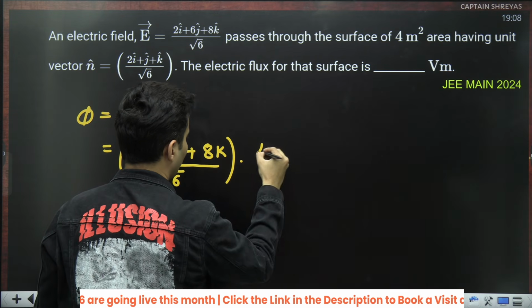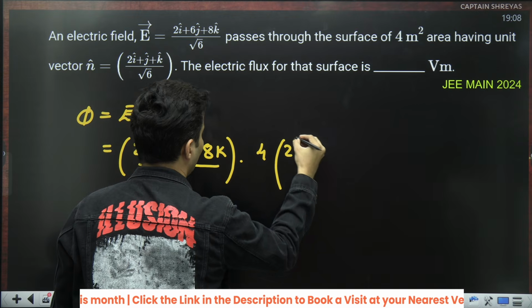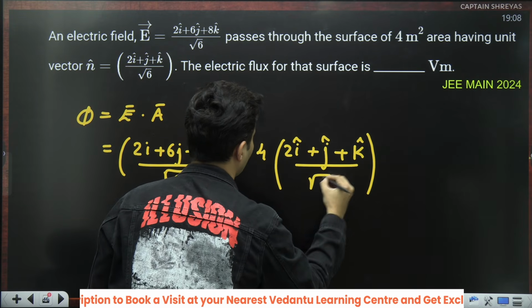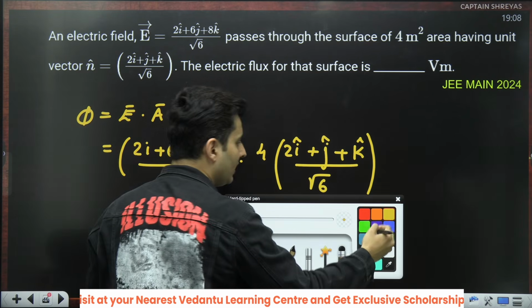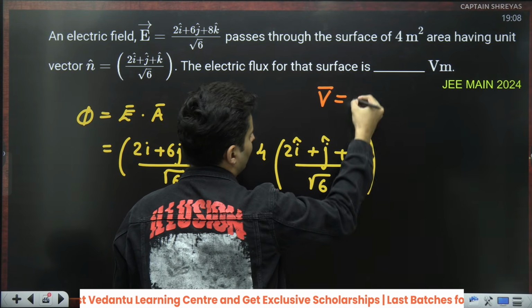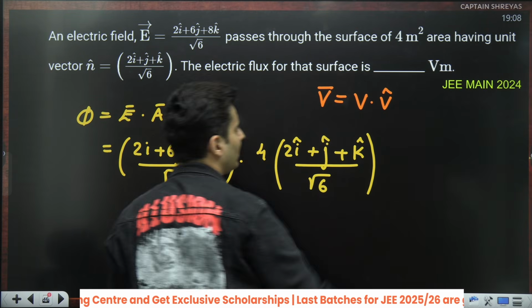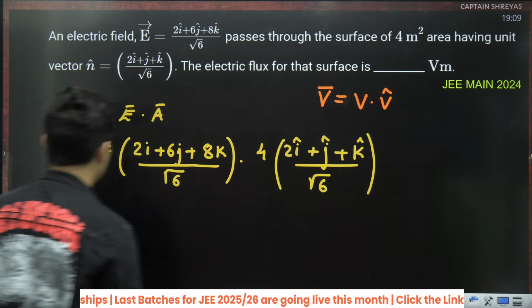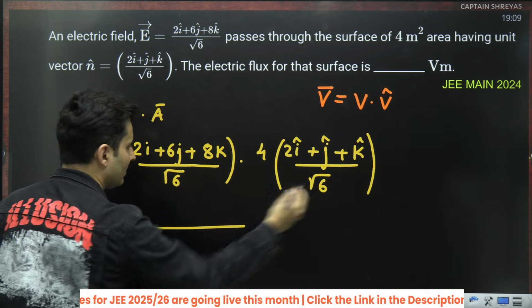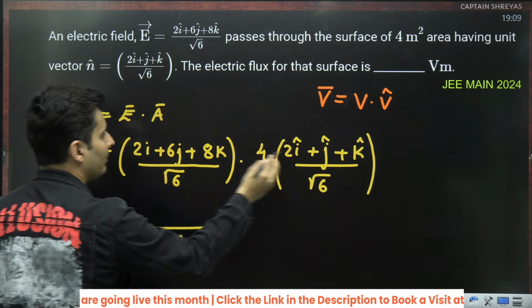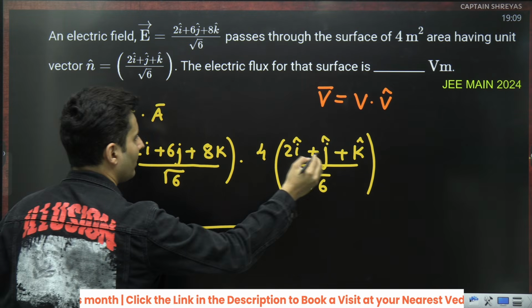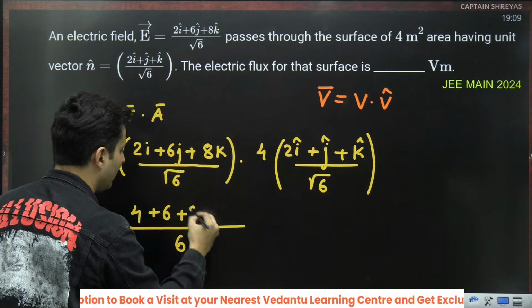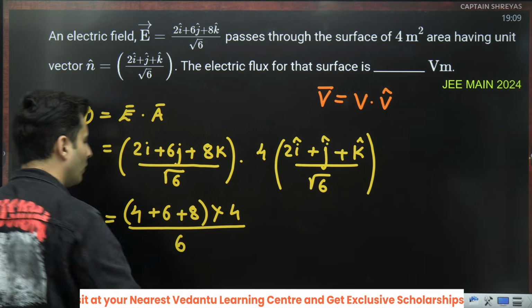So I can just put the number 4, then I can put 2I cap plus 6j cap plus 8k cap, the whole thing divided by root 6. Remember, any vector is the magnitude times that unit vector. That is how it can be represented. Root 6 into root 6 is basically 6, and you multiply the rest. 2I cap into 2I cap is 4. 6j cap into j cap is just 6. 8k cap into k cap is just 8. And this whole thing gets multiplied by 4 as well.